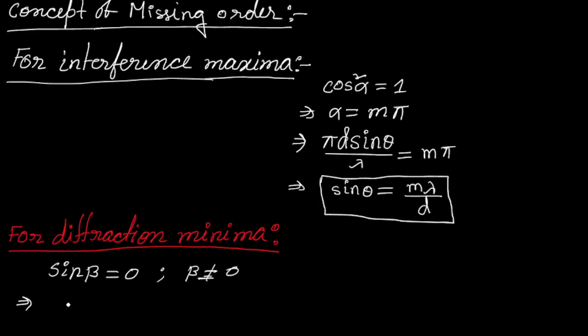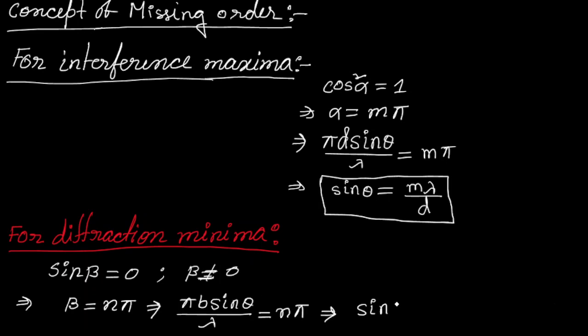So sine beta is 0 when beta is equal to n pi. What is n here? n is an integer, but n cannot be 0: plus minus 1, plus minus 2. If n is 0, then beta will be 0, but beta must not be 0 to get the diffraction minima. Now what is the value of beta? Beta we have written as pi b sine theta divided by lambda. So this is equal to n pi. From here we can calculate the position of the nth order diffraction minima, and this is equal to n lambda divided by b. So this is the position of the nth order diffraction minima.